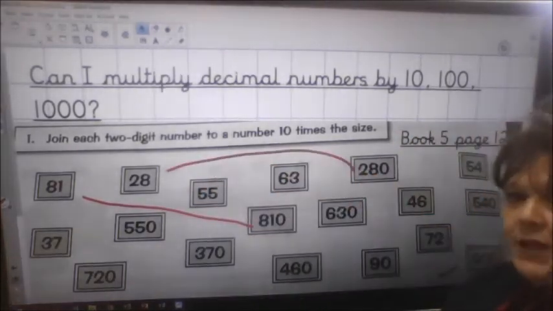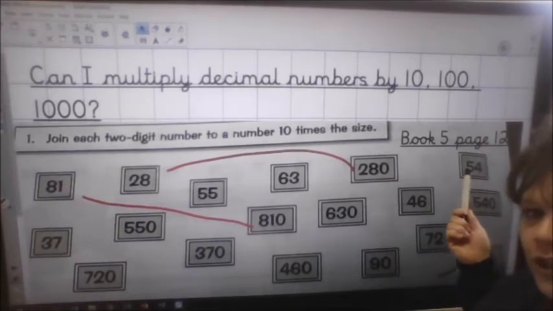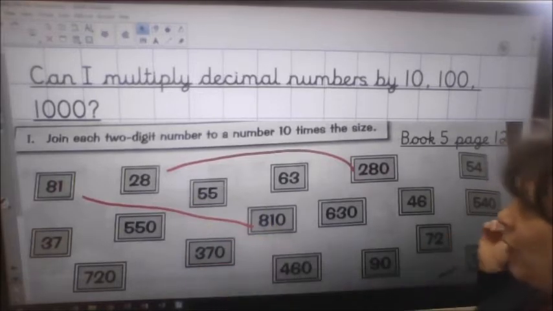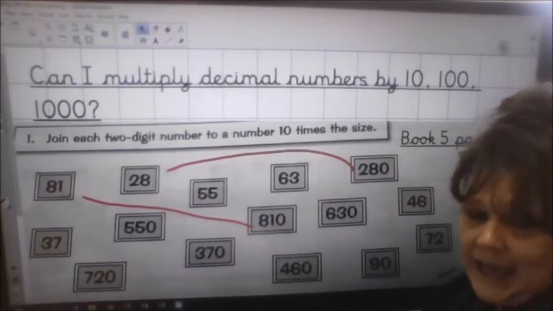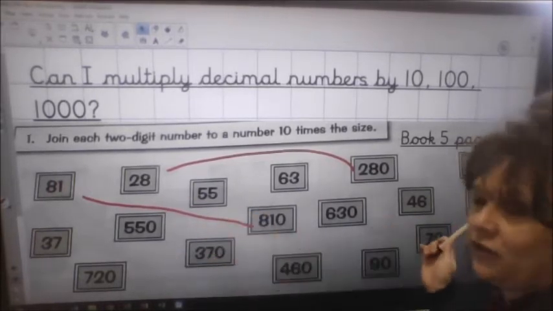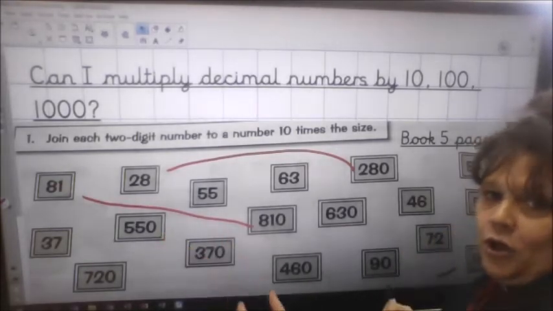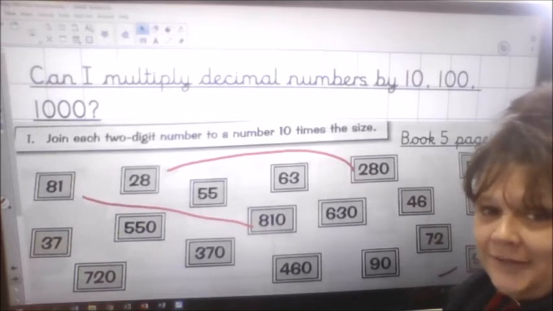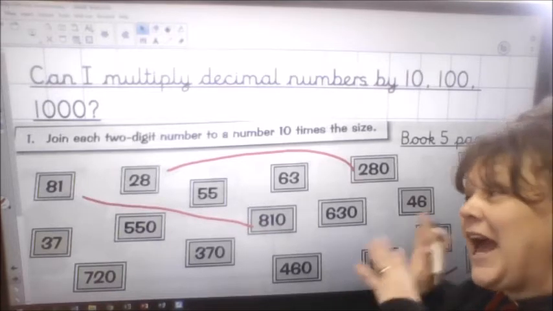So you're going to turn to book 5, page 12, and have a little go at question 1. Can you find and match up the 2-digit number with its answer when you multiply by 10? Okay, pause the video, have a little go.